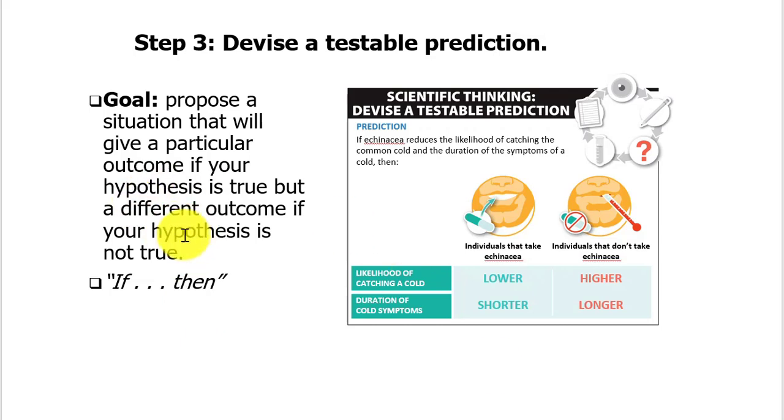For example, the hypothesis we had about echinacea and catching a cold and the duration of a cold leads us to two predictions. If our hypothesis is true, then the likelihood of catching a cold should be lower for individuals that take echinacea, and the duration of their symptoms should be shorter. And individuals that don't take echinacea will have a higher likelihood of catching a cold and an overall longer duration of their cold compared to those that take echinacea. So now we have our predictions, what we would expect to see if our hypothesis was true. Now we can set up an experiment to test these predictions.